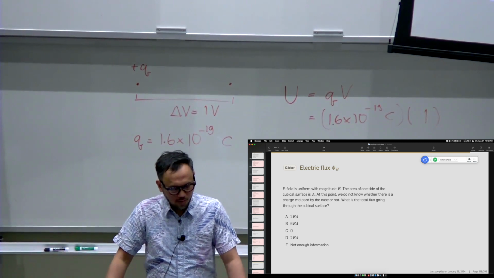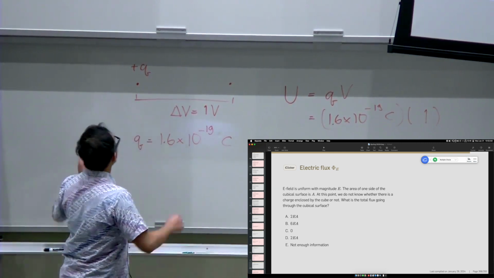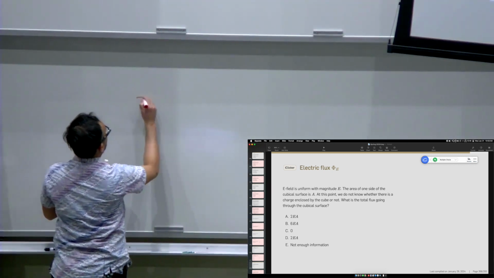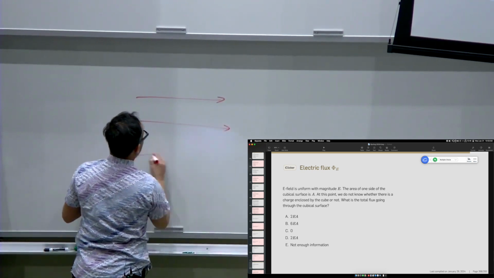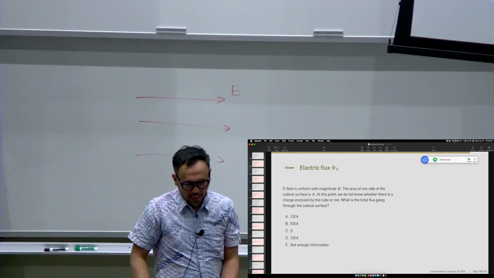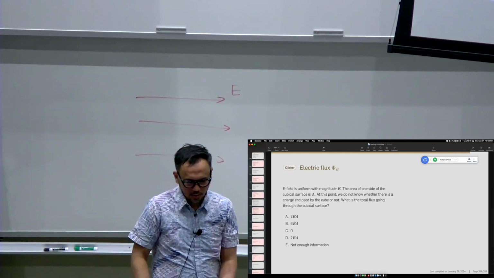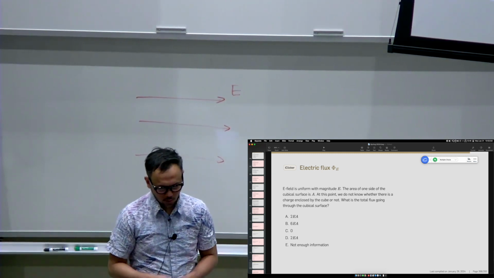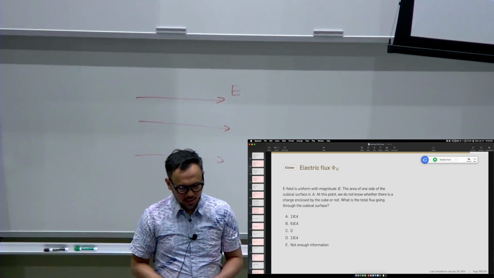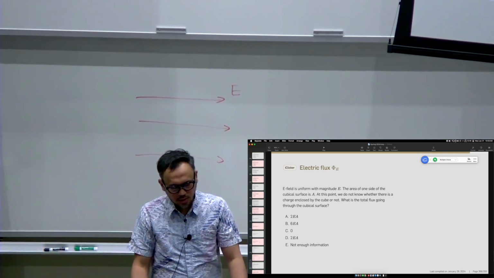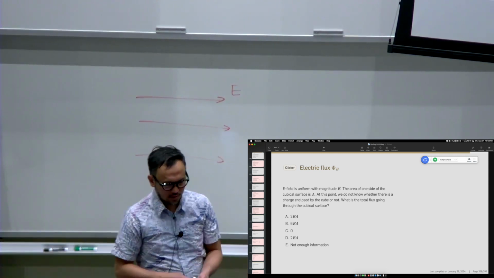Electric field is uniform with a magnitude E. So let's draw that. It's uniform. E. Uniform. I'm going to assign this as an iClicker question. The area of one side of the cubical surface is A. At this point, we do not know whether there is a charge enclosed by the cube or not. What is the total flux going through the cubical surface?